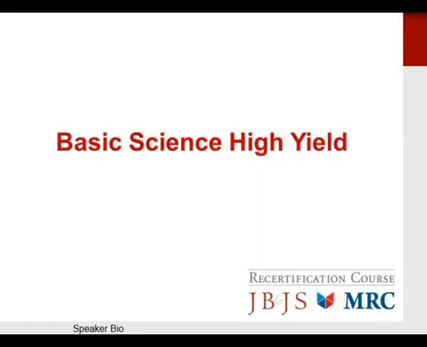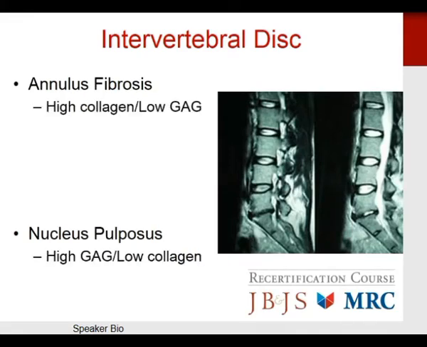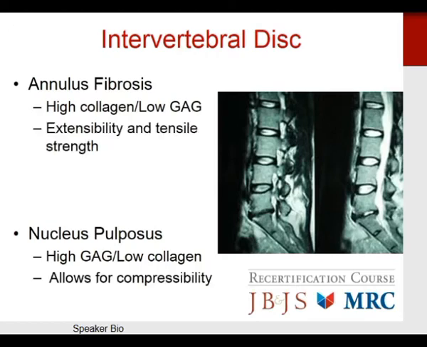Let's cover some high-yield facts. In the basic science for the intervertebral disc, we have the annulus fibrosus, the hard outside covering, and the nucleus pulposus. Remember that the annulus fibrosus has high collagen and low GAG content, whereas the nucleus pulposus has high GAG and low collagen. The importance of that is that the annulus fibrosus is good in tension, while the nucleus pulposus is good in compressibility and under load. Also, the annulus fibrosus is high in type 1 collagen, whereas the nucleus pulposus is high in type 2 collagen.